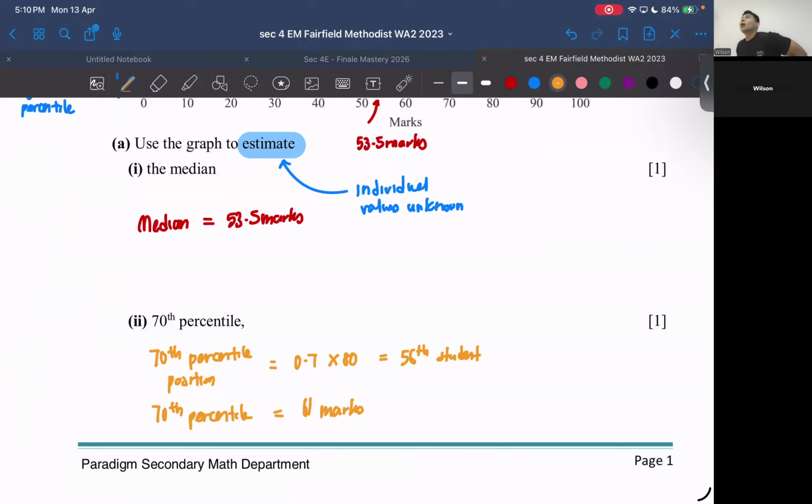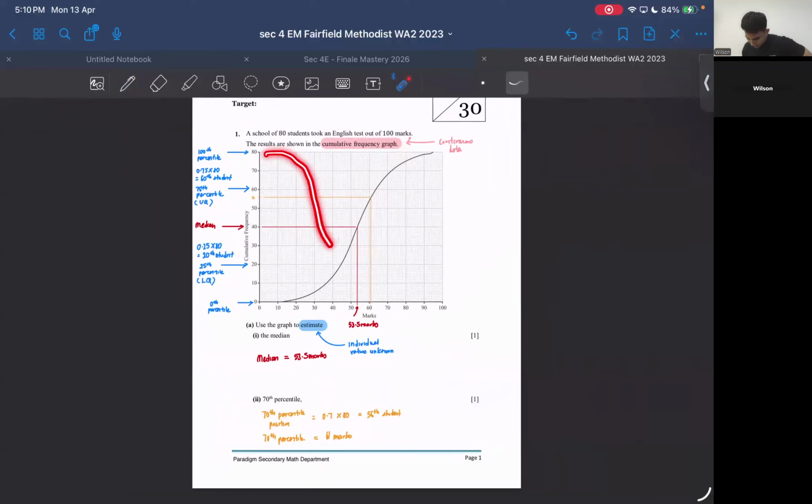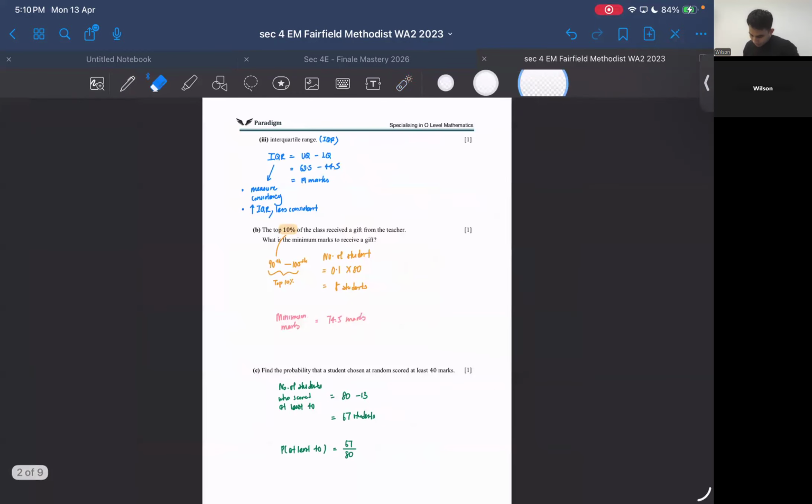Is y-axis always the position? Yes. I think I have not seen any cumulative frequency in which the position is not the vertical axis. Yes, very good question. But I have seen before a cumulative frequency that looks like this, which I hope you all don't see. This is a nightmare. Okay, this is a reverse cumulative frequency curve.